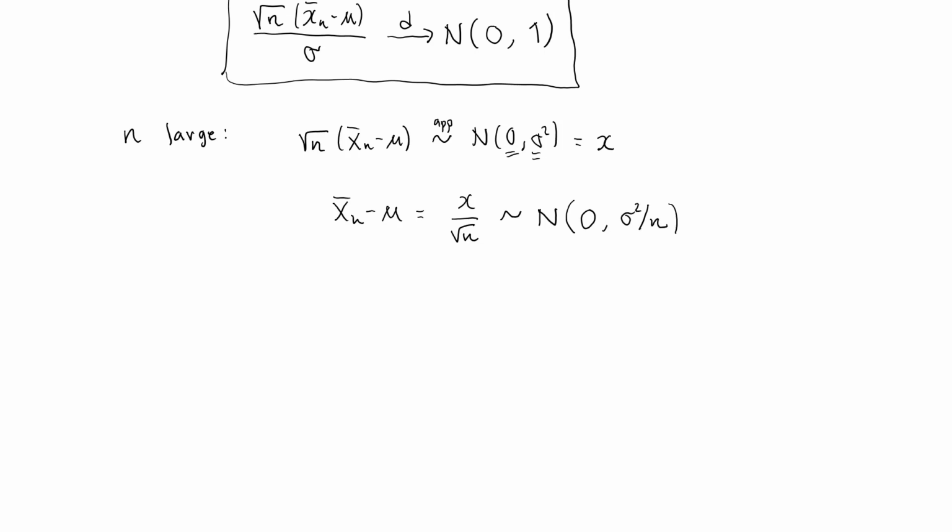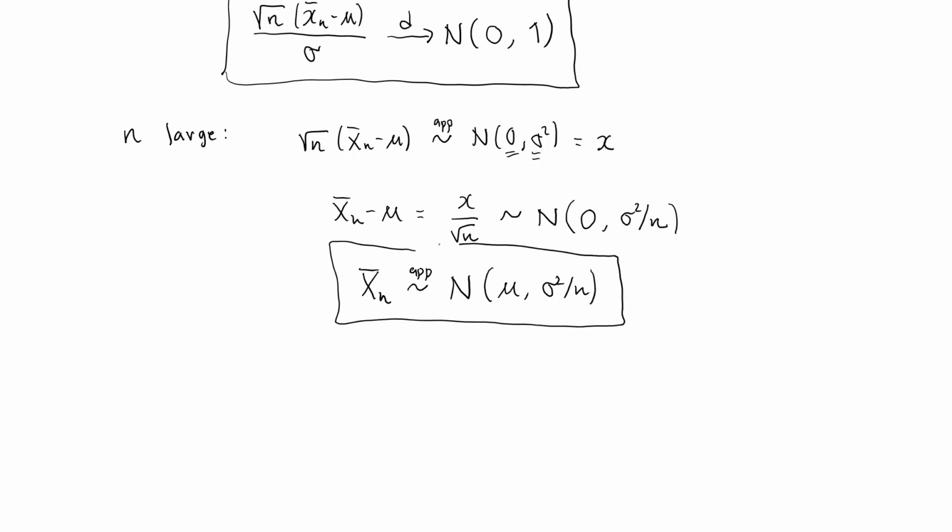If we just add mu to both sides, we see that the sample mean is approximately distributed as normal mu, sigma square over n, and this is the important result that we use from the central limit theorem. Even though I have no clue what the distribution of the sample mean is, if n is fairly large, I know that it's approximately normal.